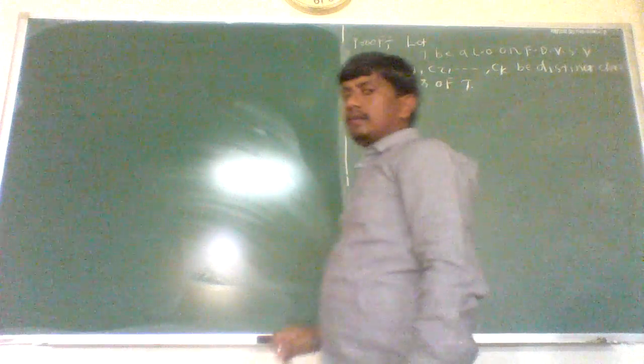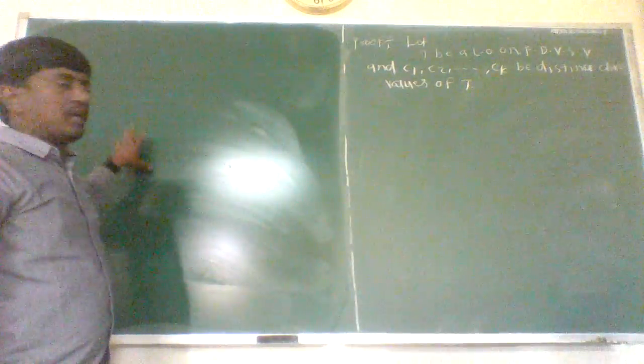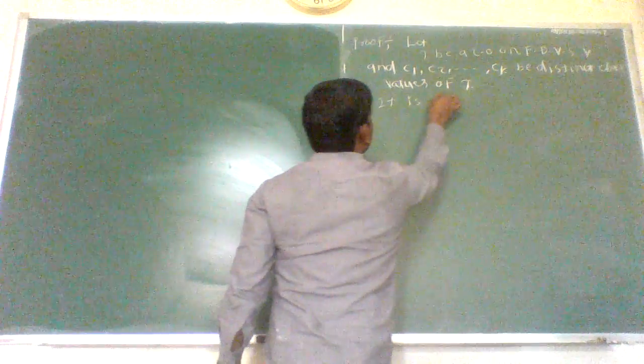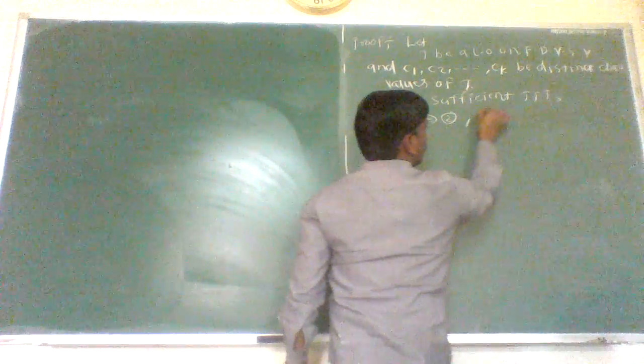And the Wi are nothing but the characteristic spaces associated with the characteristic value Ci of the linear operator T. We have to prove that the given three statements are equivalent. In order to prove this, it is sufficient to prove that 1 implies 2, 2 implies 3, and 3 implies 1.